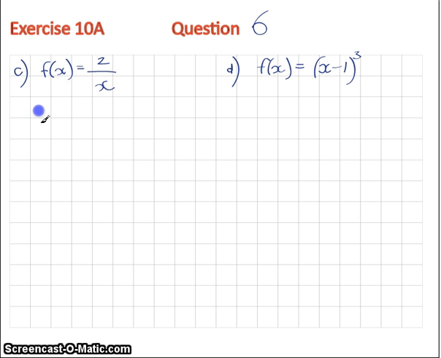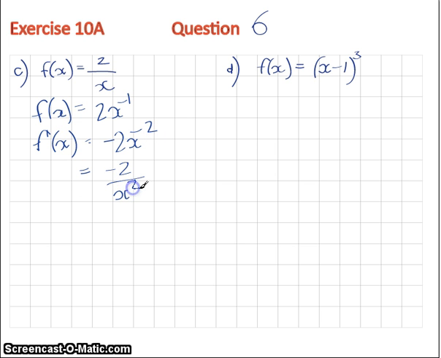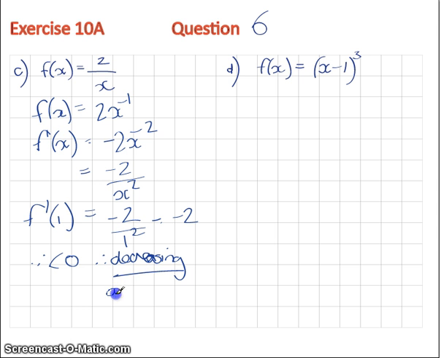So for the next function, before I differentiate it, I'm going to turn it into a power, which is 2x to the minus 1. I find the derivative now, and I get minus 2x to the minus 2. I've turned that back into a fraction so I can see what it looks like. It's minus 2 over x squared. I evaluate that at the point where x equals 1, minus 2. I can see that it is therefore less than 0, therefore it means it's decreasing at x equal to 1.